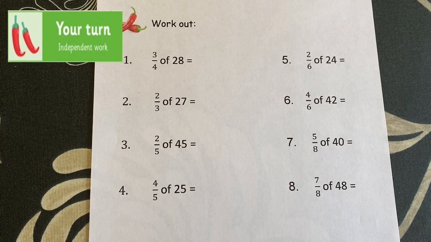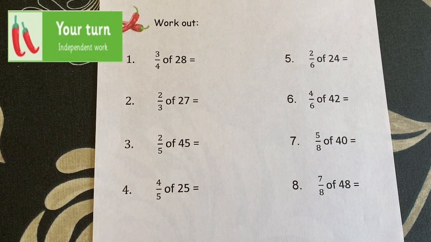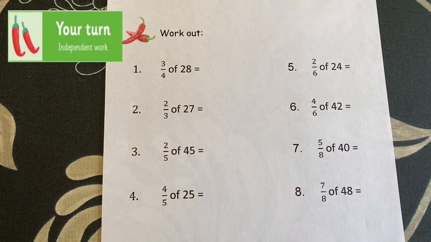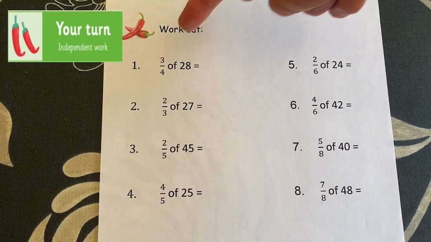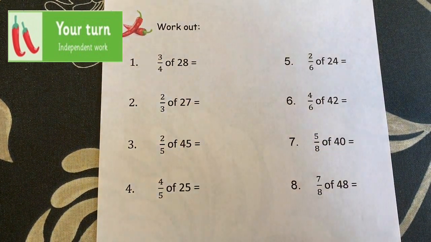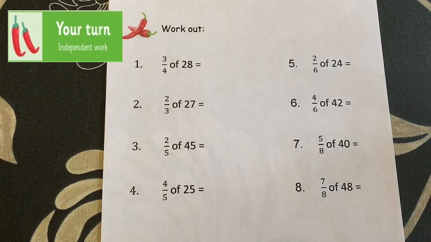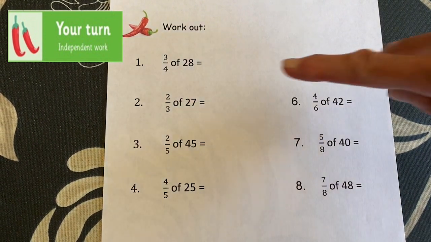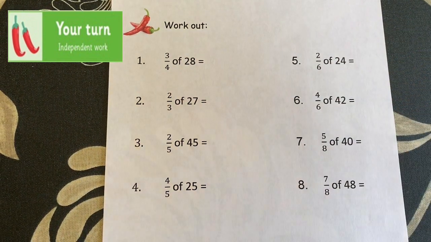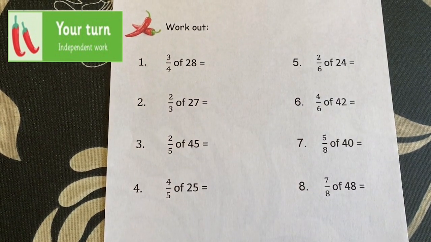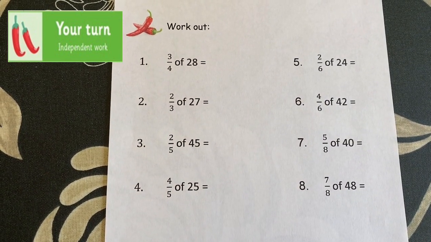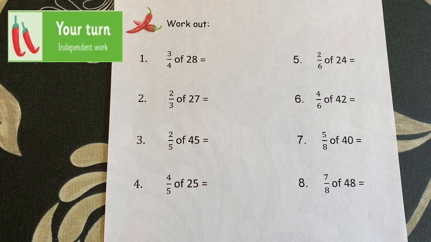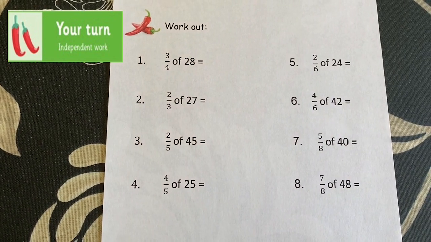Chilly Twos, this is your activity. So again, have a little look, pause the video, and remember, when we're working out 3/4 of 28, work out 1/4 first and then solve the problem. So think about looking at the denominator to think about how many equal parts you need in your bar model. Pause the video, have a go, and we'll come back in a minute to mark your work.